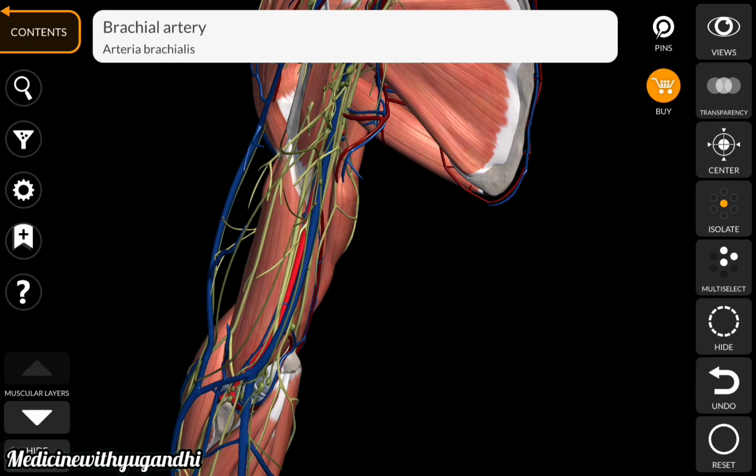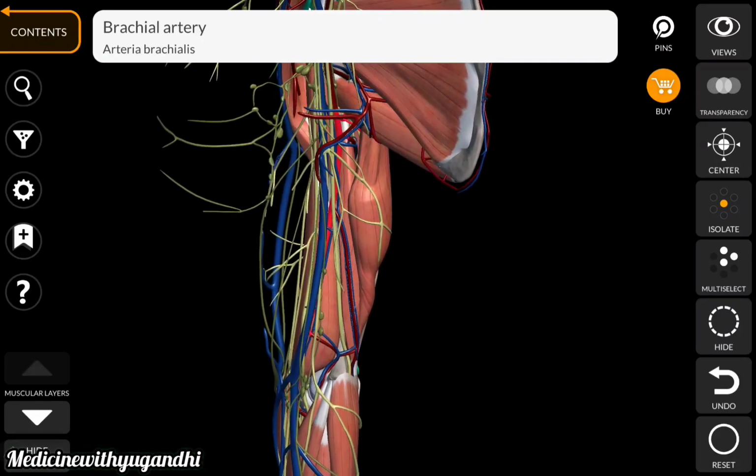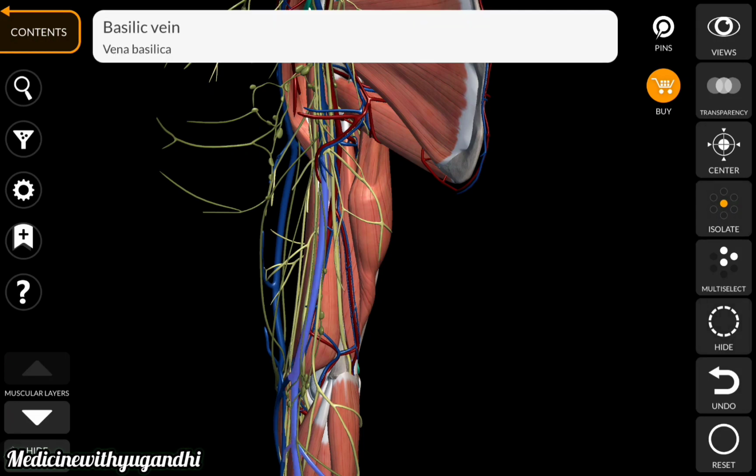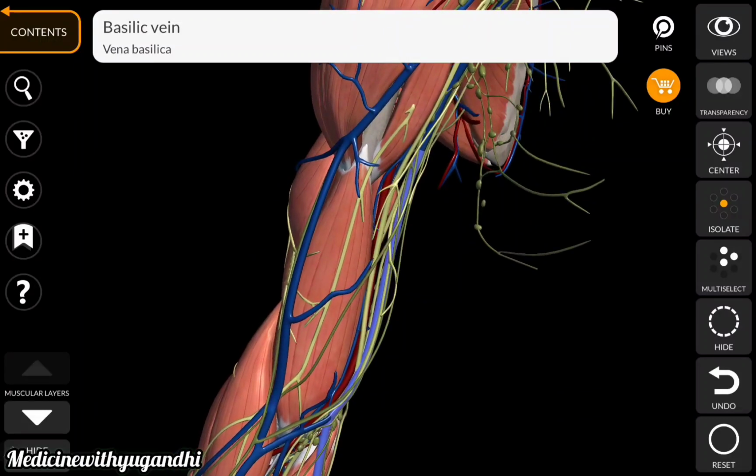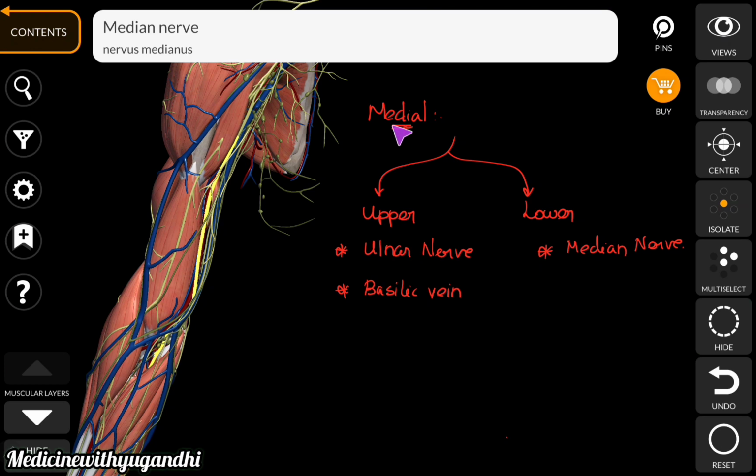Coming to the medial relation of the brachial artery. In the upper part you could see that it is related to the ulnar nerve as well as to the basilic vein. And in the lower part, here you can see it is related to the median nerve. Once again I am repeating. Medially it is related to the ulnar nerve and basilic vein in the upper part, and median nerve in the lower part.